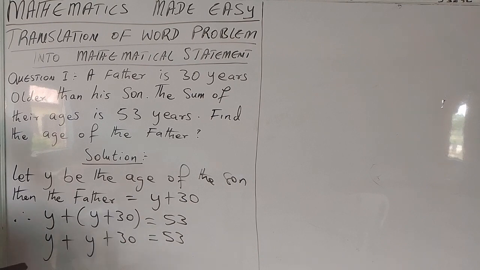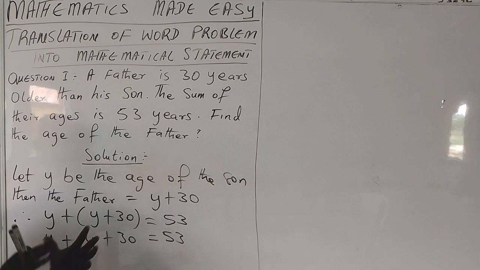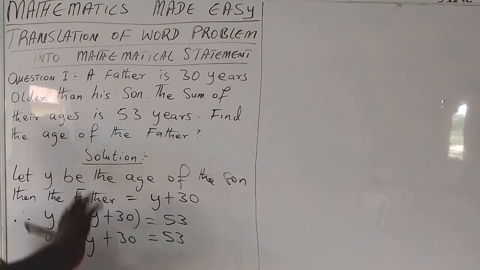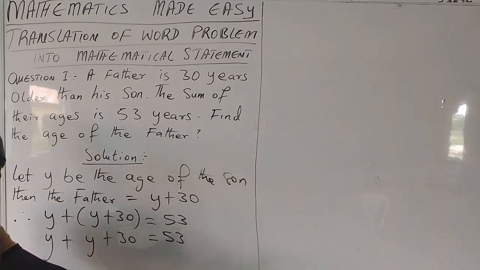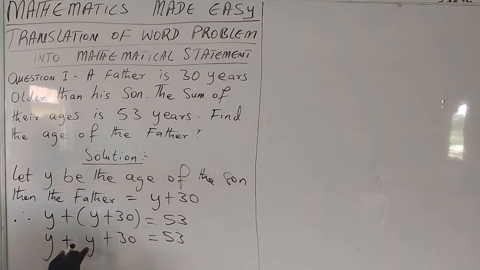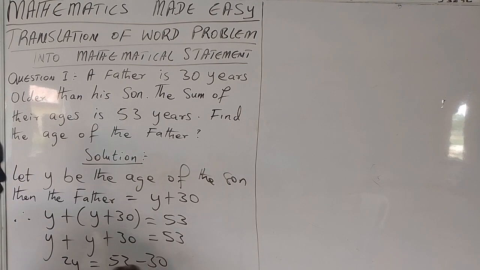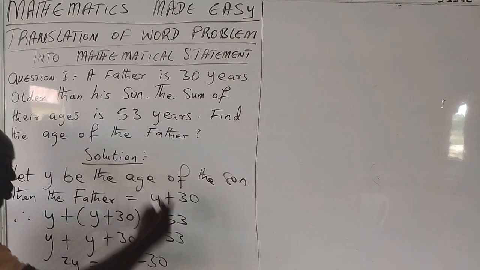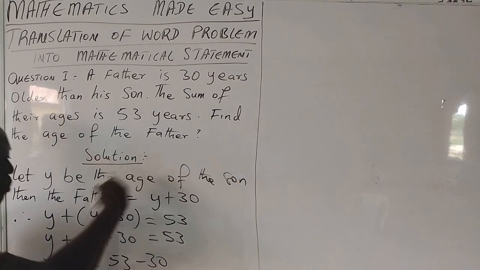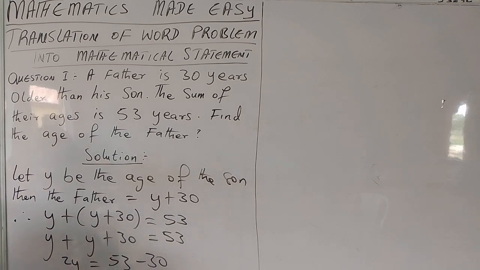At this level, you collect the like terms. Those that are y should be on one side, ordinary numbers should go over to the other side. Therefore, y plus y is 2y, is equal to 53. This plus 30 crossing over the sign of equality will become minus 30, which means 2y is equal to 53 minus 30.